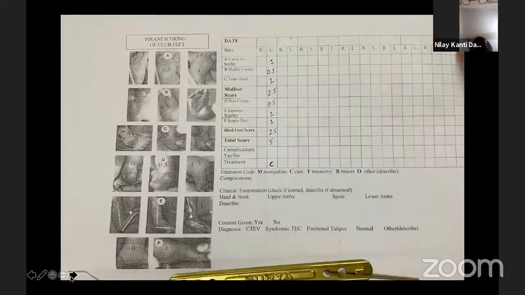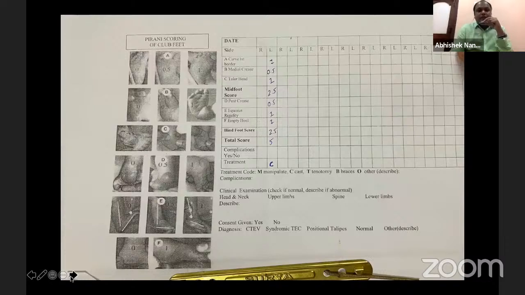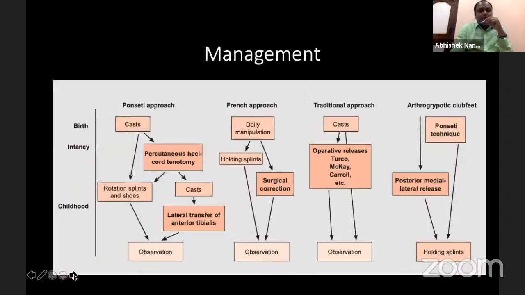So this is the sheet which we follow in our institute, where we evaluate all the patients, and monthly we generally follow the accelerated Ponseti, where we cast twice weekly, and we follow this sheet for evaluation. So a rough management, if a patient comes at birth, infancy, or childhood, generally the Ponseti approach is used. We do cast, we do percutaneous heel tenotomy, then again we do cast post tenotomy. Then if required, we do lateral transfers and observation.